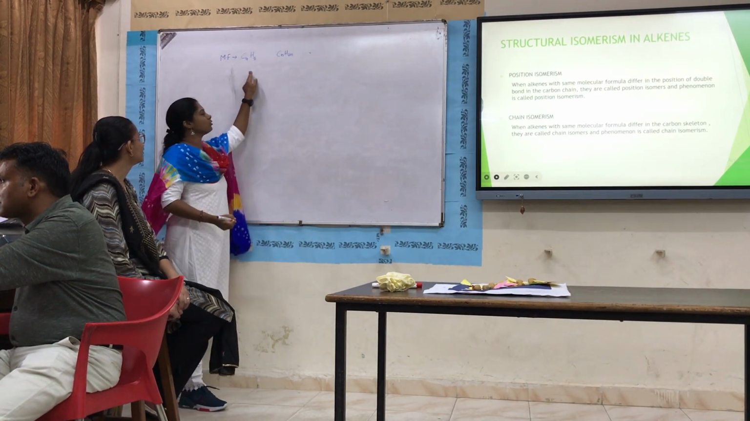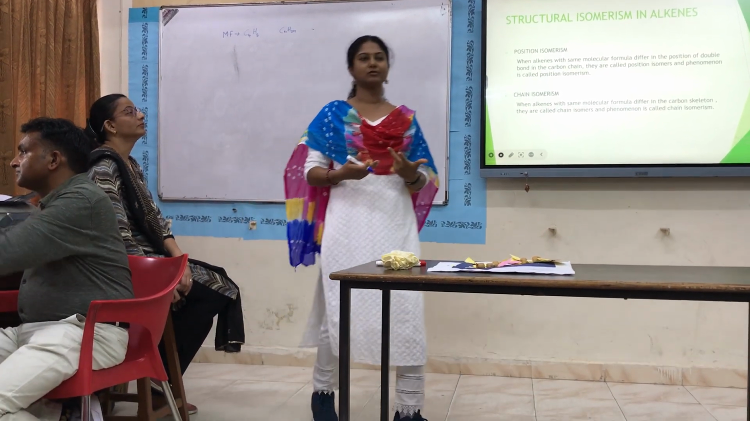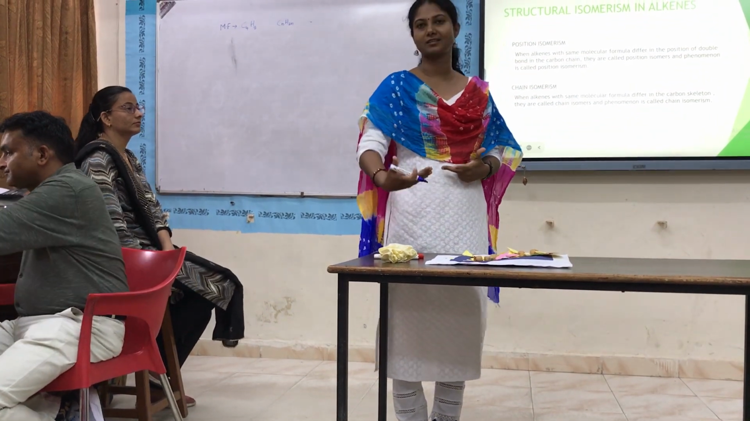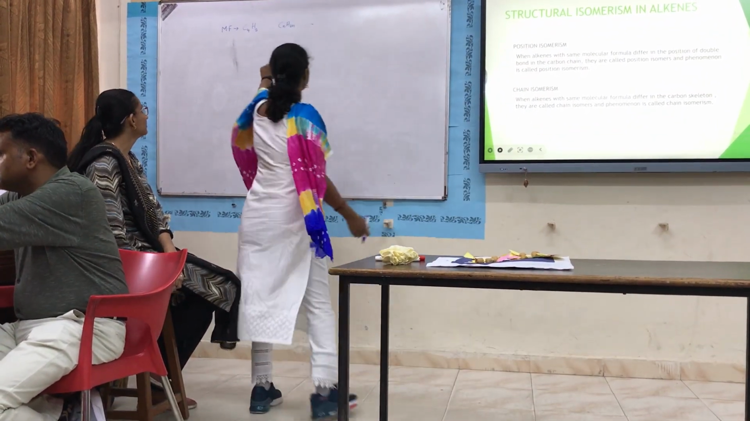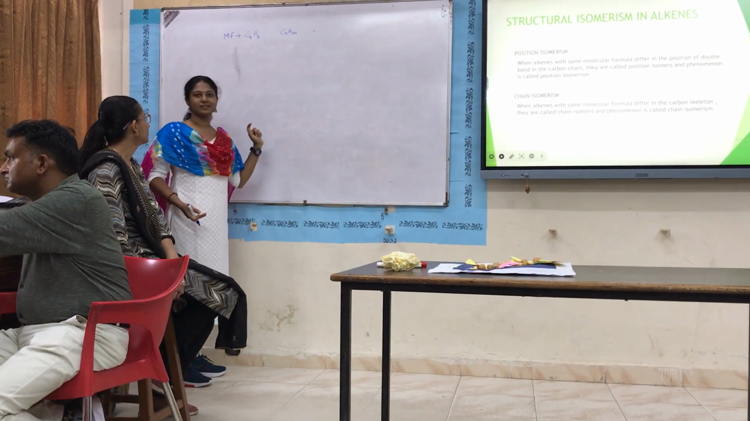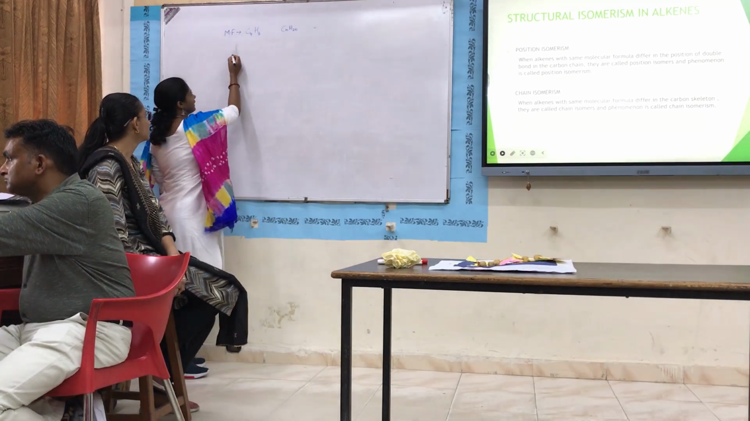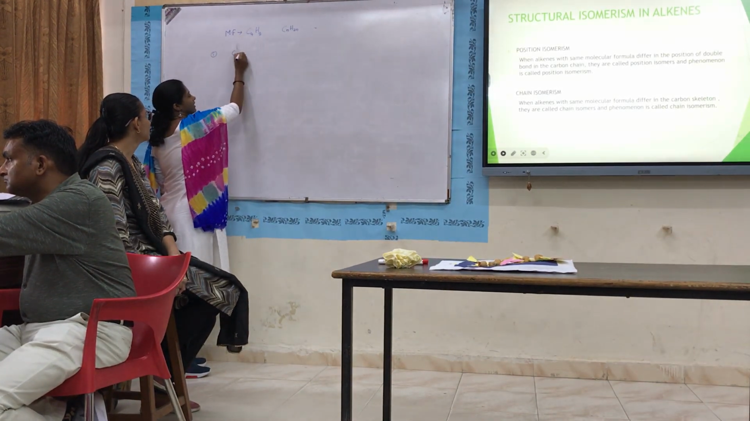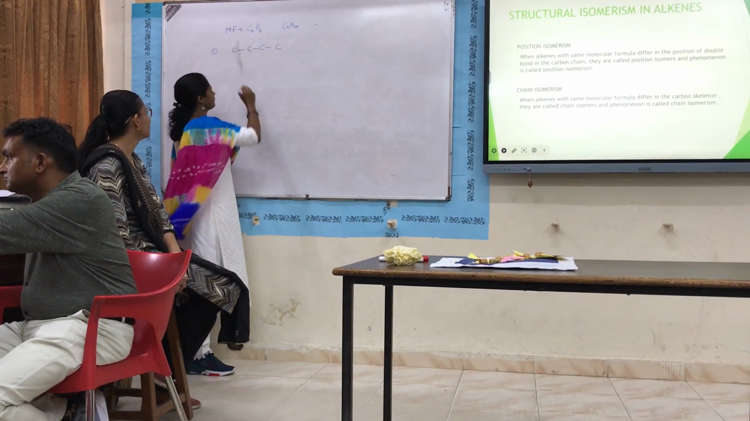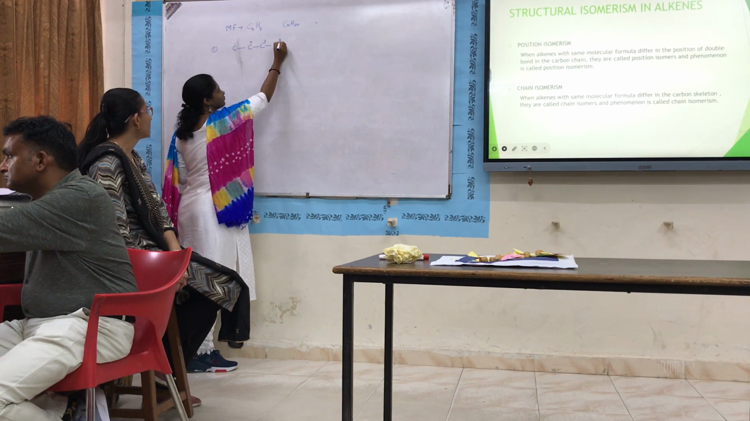C4H8. So now with this molecular formula, what all different ways of arrangement, that is in the form of different structures, what all different structures we can derive from this molecular formula. Let us see. So there are 4 carbon atoms. So the first arrangement will be like, we can arrange the 4 carbon atoms on a straight chain like this, and we can number them as carbon atom number 1, 2, 3, and 4.